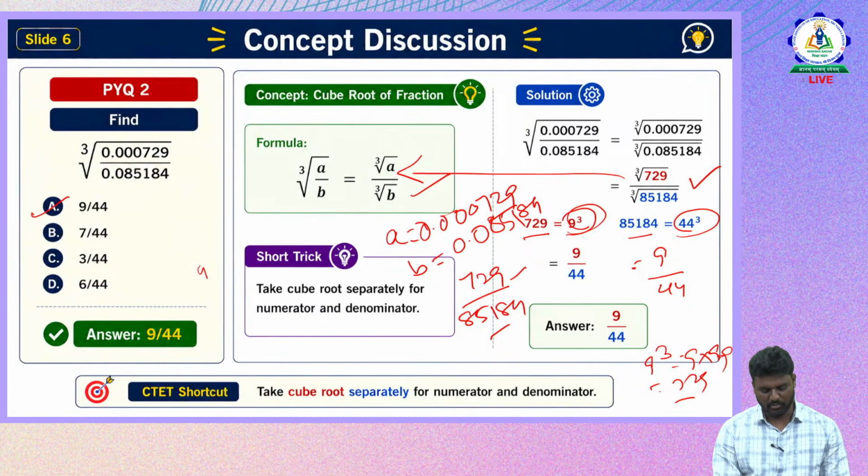So you have to remember, take the cube root separately for the numerator and denominator whenever they ask about fractions. Whenever the question is given in the form of fractions, always write it separately for the numerator and denominator. Always simplify the numerator and denominator, then divide, and we'll get the solution.